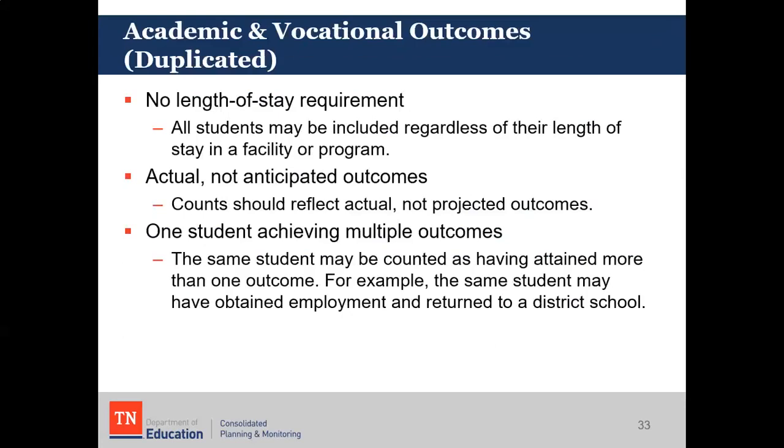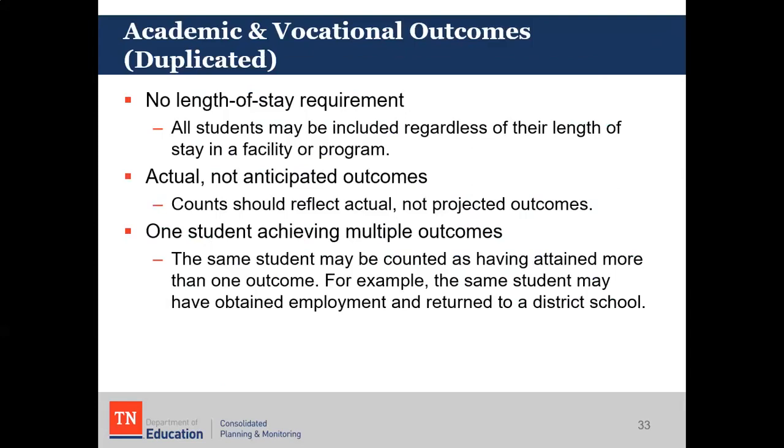Academic and vocational outcomes are a duplicated count. There's no length of stay requirement. So if you have a student in your program for only 2 days and somehow they manage to achieve an academic or vocational outcome, you'd be able to count that in your data. It's actual and not anticipated outcomes. So if you have a student who thinks that they're going to get a job in the community when they leave, they have a really good prospect, that doesn't count. They have to have the job offer in hand for it to be an actual outcome.